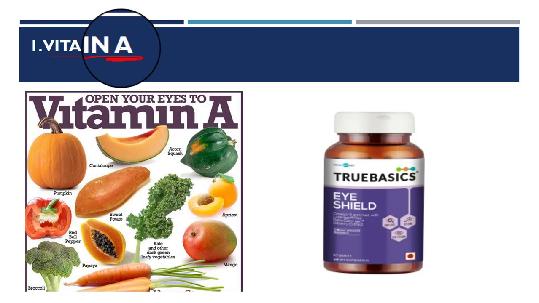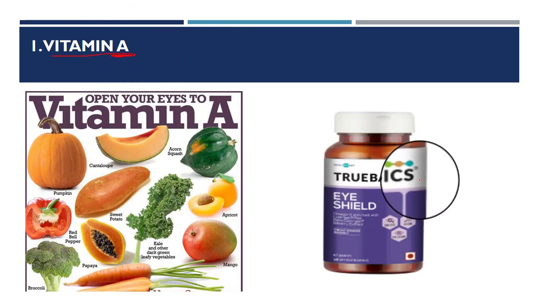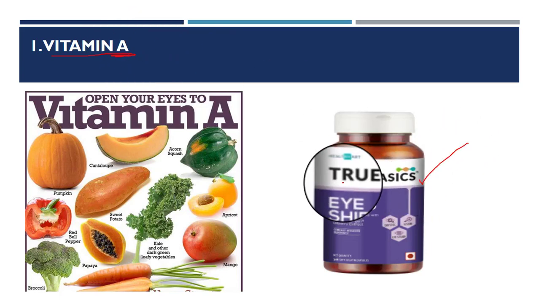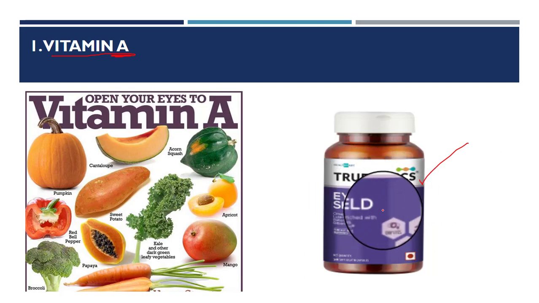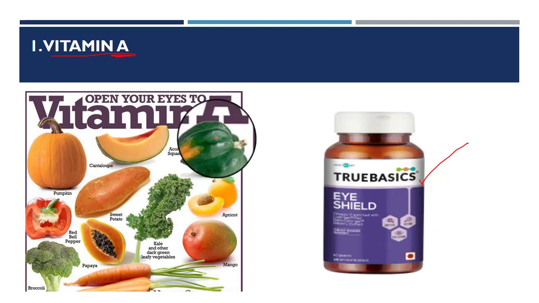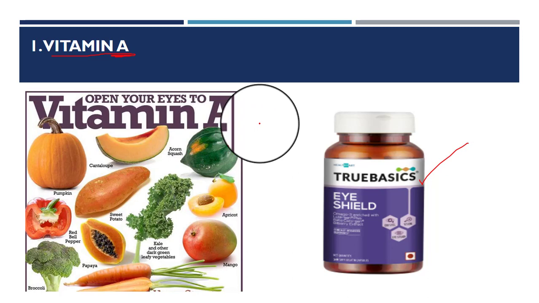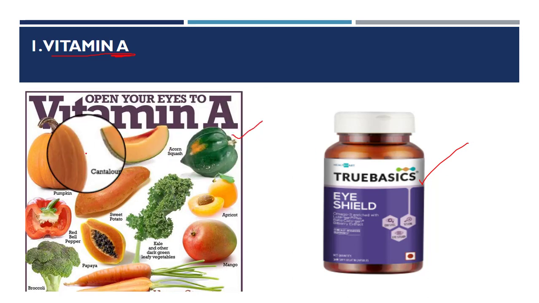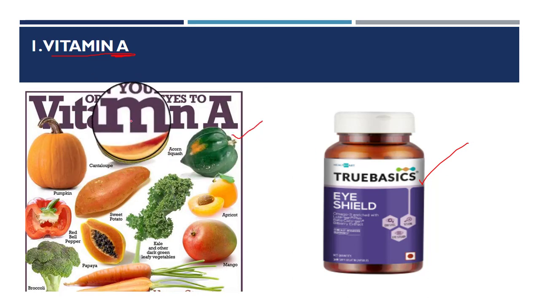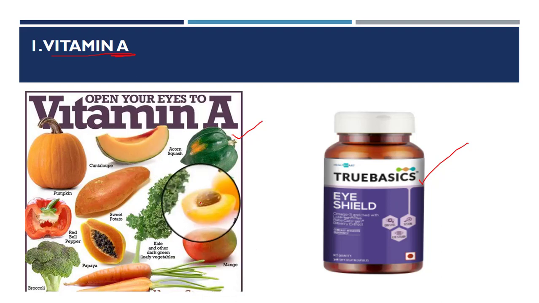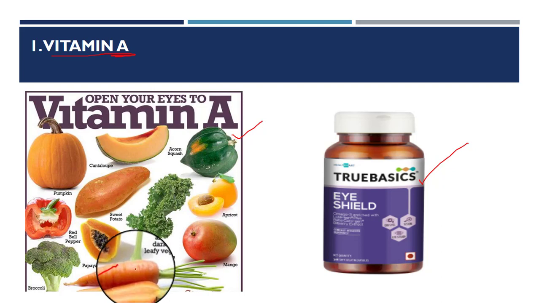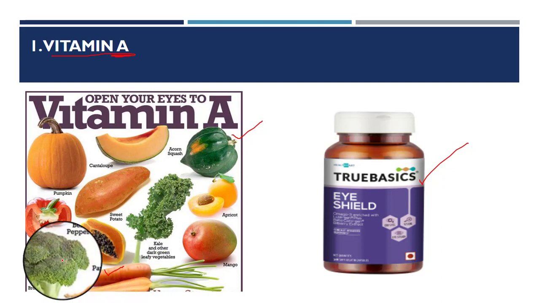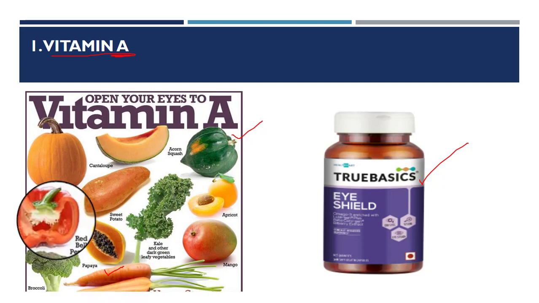So as you can see here on the screen, this is a vitamin A supplement, that is True Basics Eye Shield, that you can take if you are suffering from vitamin A deficiency, and if you want to take vitamin A in the form of vegetables and fruits. So for vegetarian persons, they can take mango, apricot, and the richest source of vitamin A is carrots, spinach, kale, capsicum. So this was all about vitamin A.